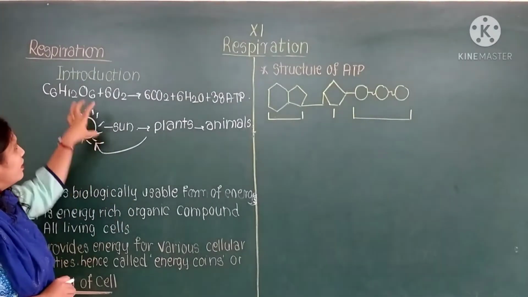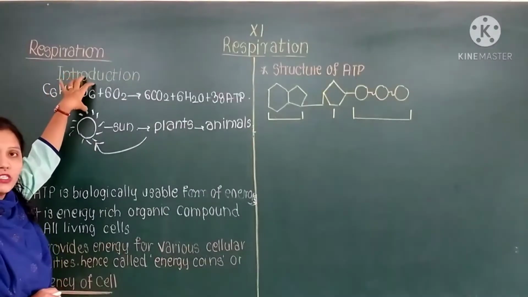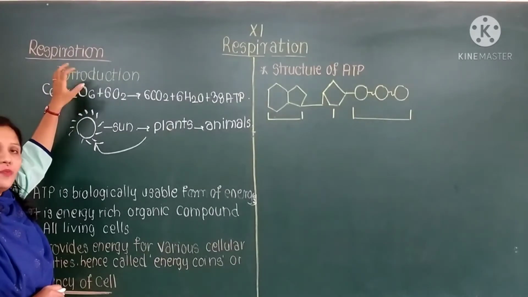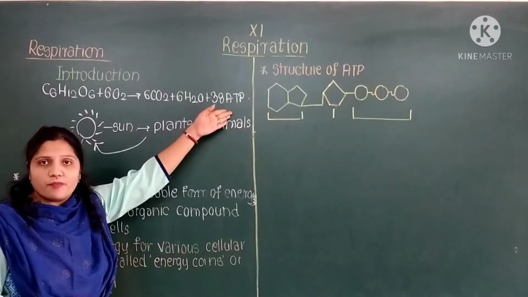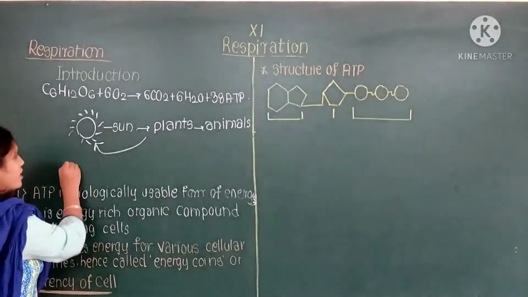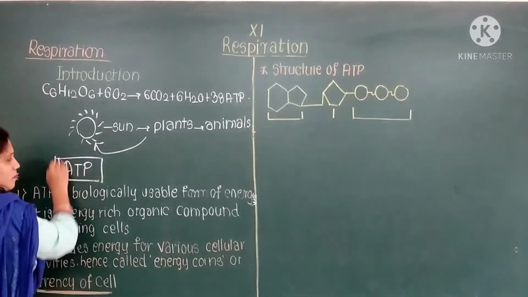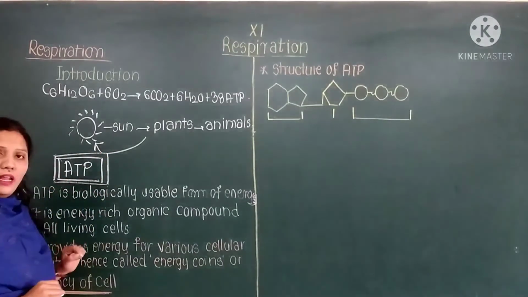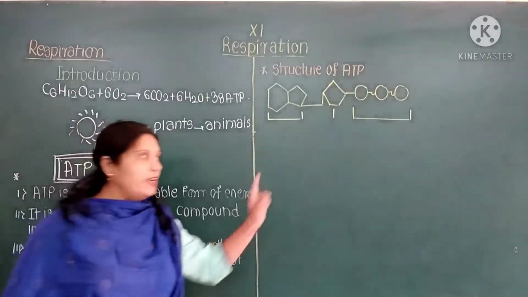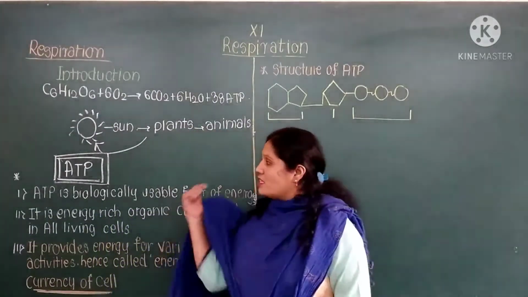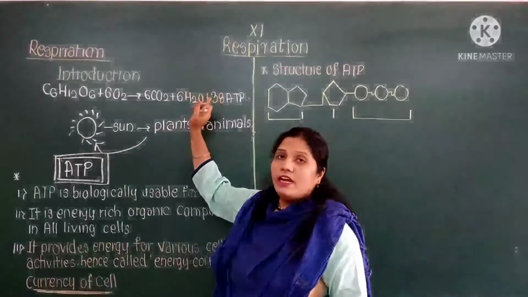Now, during this respiration process, the glucose, that food material which is produced, is broken down into a few substances, and it releases energy, and that energy is always stored in the form of ATP. Now what is this ATP? We'll see in detail about this ATP. But remember, what is the importance of this ATP? Here I have written 38 ATP.